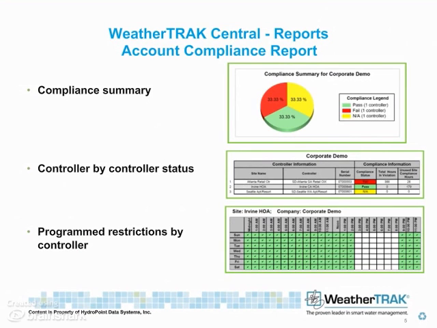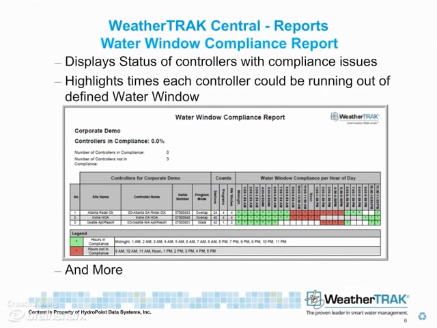With the Account Compliance Report, you see all of the restrictions that your controller set needs to be operating under, and you see how many of your controllers are operating inside the restricted times, how many of your controllers are operating outside the restricted times, and how many controllers we don't have enough information to make that call. Then we give you a controller-by-controller breakdown of each individual controller status for every controller in your portfolio. The Water Window Compliance Report takes a different angle and shows us a controller-by-controller breakdown and gives us a highlighted report telling us when our individual controllers might be in violation.